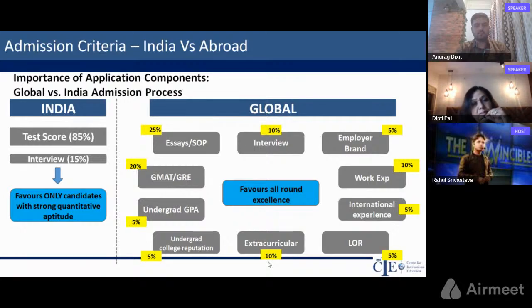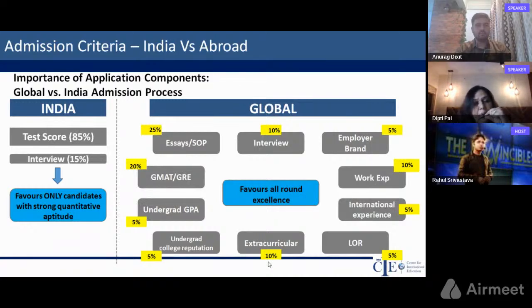Your profile comes into the picture when you have received an interview call, or when you have cleared stage 1. So if you don't have a good competitive exam test score, then you are eliminated at the stage 1 level. So it's a system which fairly favors candidates who have a very strong quantitative aptitude, or are very good in test taking strategy skills, right?